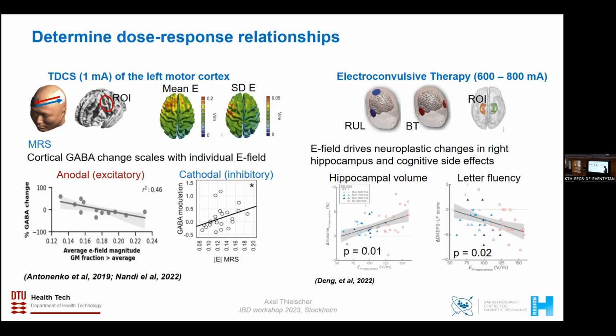And the interesting finding here was that, yes, there seems to be a correlation between how strong the field was in the hippocampus and how strong the growth of the hippocampal volume was. That's one thing, which is then potentially related to the treatment effect. But at the same time, there was a negative correlation. The stronger the electric field was, the stronger also the side effects were.